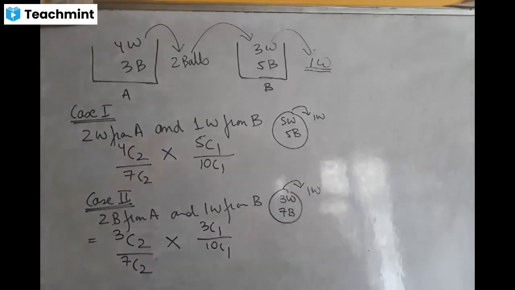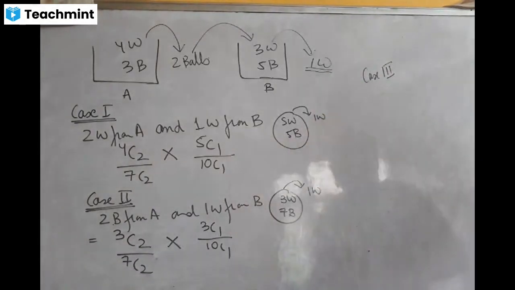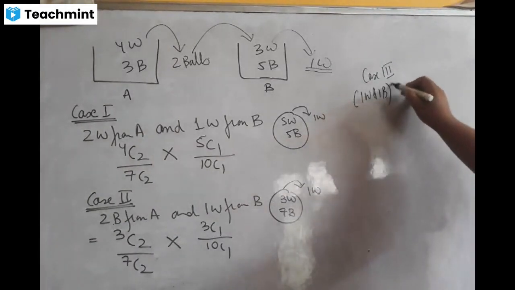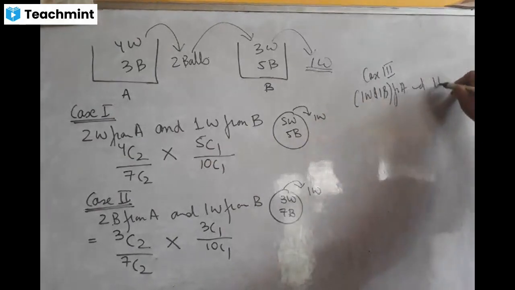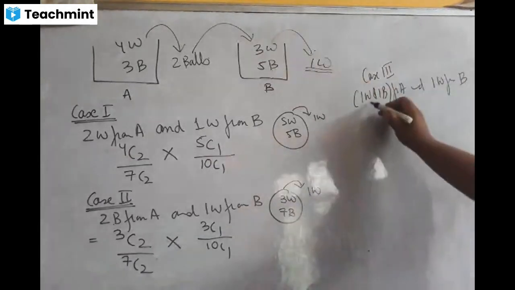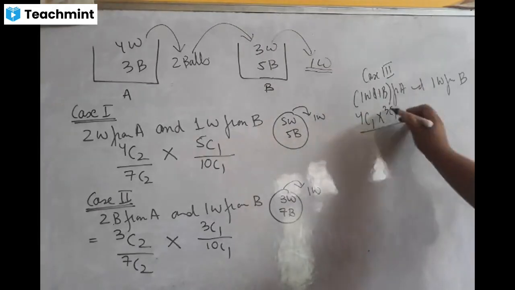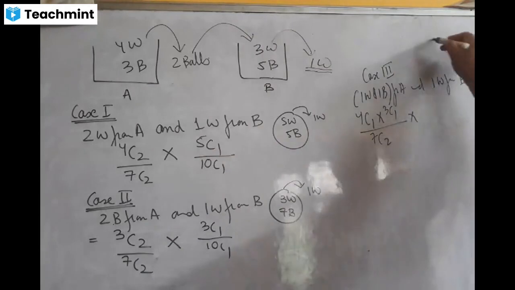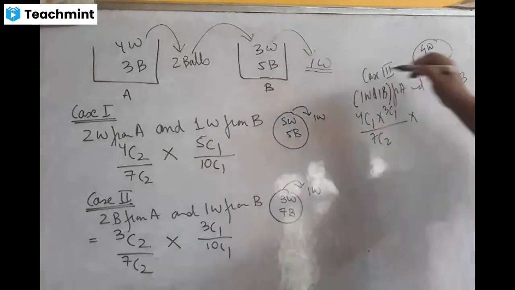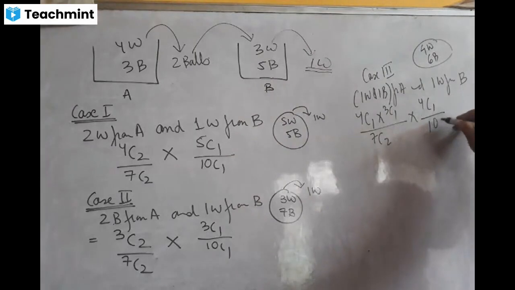Case 3. You can take out one white and one black from A, and from B you have to take white. One white from B. So tell me in how many ways can you take out one white? 4. 4C1, and black is 3, so 3C1, divided by total 7C2, into what will be the new composition? You are adding one each. 3 white becomes 4 white. 5 black becomes 6 black. So from here also you have to take out white. So 4C1 divided by 10C1.